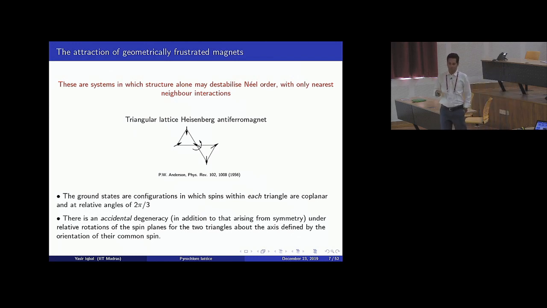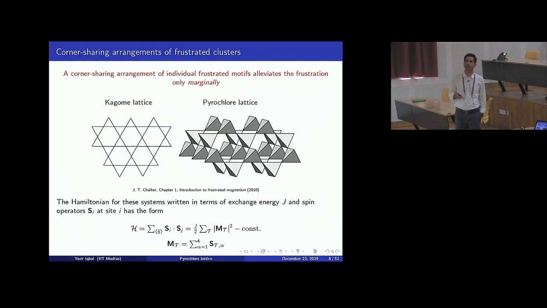Now, another characteristic that shows up in frustration is the fact that without any underlying symmetry, you generally have an accidental degeneracy present in the system. So for example, if you take such a system of two triangles, then you can clearly see that you can rotate the plane of the spins of the second triangle about this common axis, and nothing changes. The ground state manifold remains the same. The states are simply those in which the spins are at 120 degrees with respect to each other.